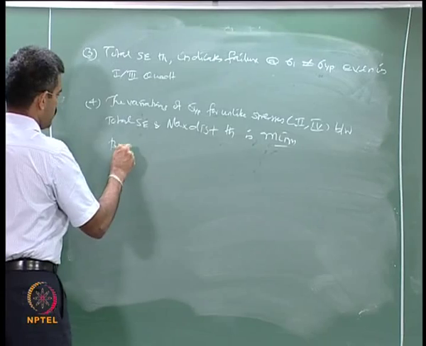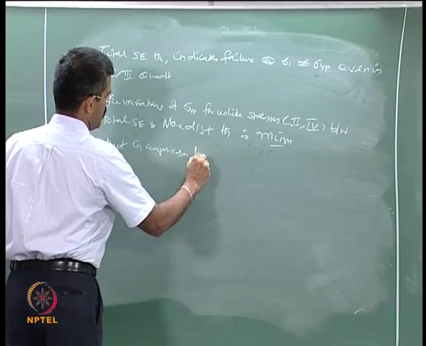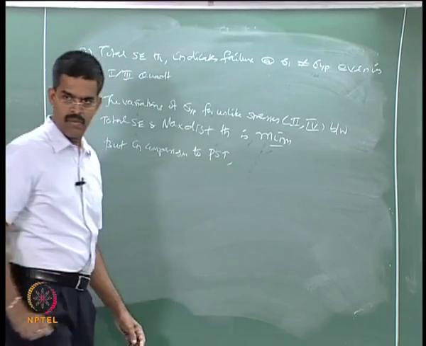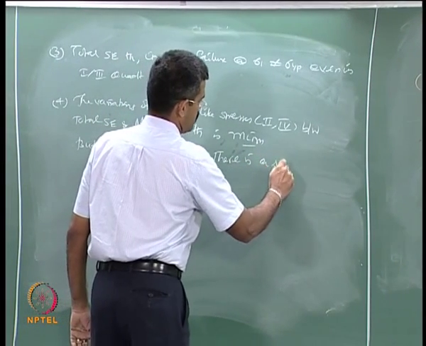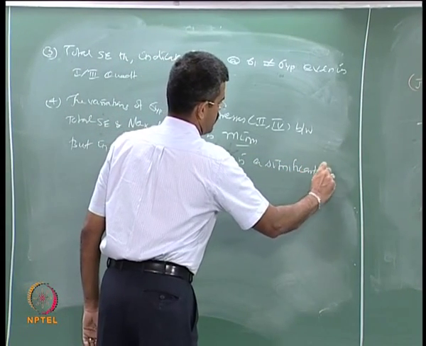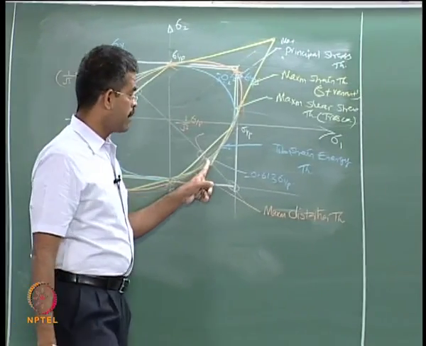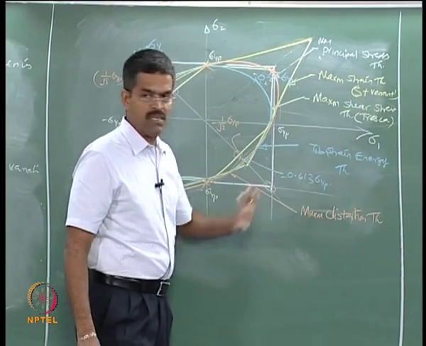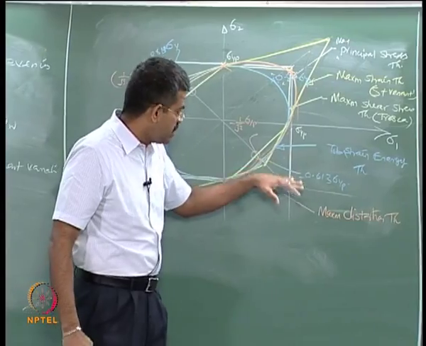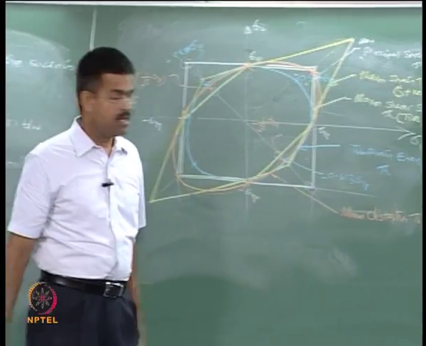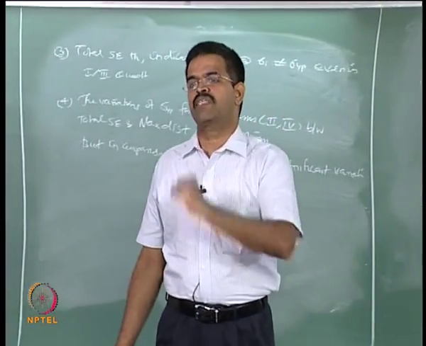But in comparison to principal stress theory, there is a significant variation. Why? This theory says at 60% of yield, failure has started, whereas principal stress theory says only at yield will failure start. What does it mean? This is for ductile material, this is for brittle material. So that is yielding, this is fracture.